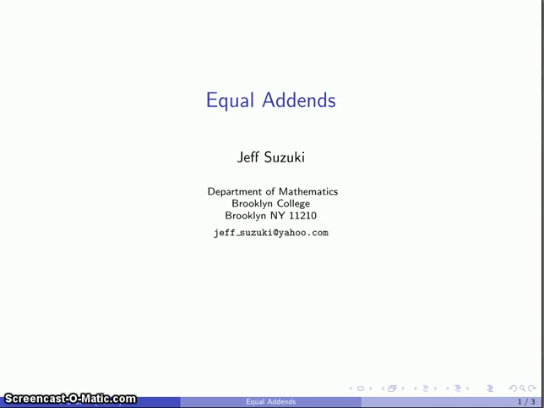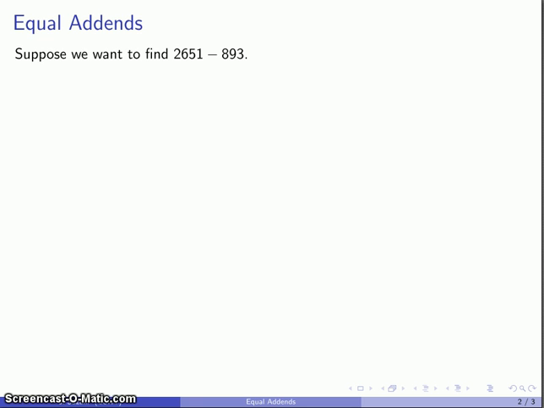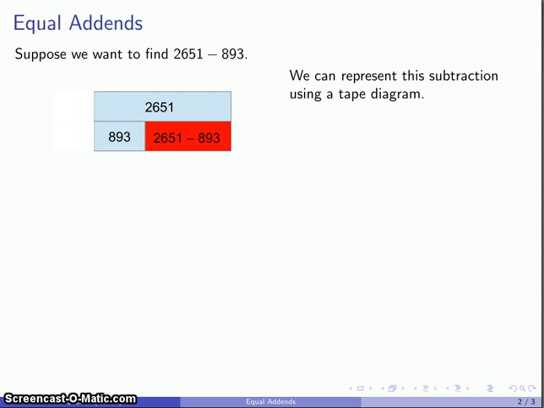So here's a method of subtraction that's usually referred to as equal addends, and we'll illustrate it using the example 2,651 minus 893. Now, it's not actually part of the process, but we can represent this subtraction using a tape diagram.